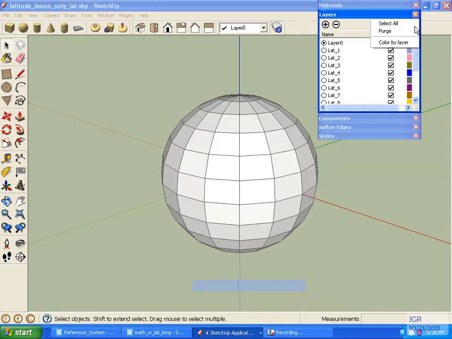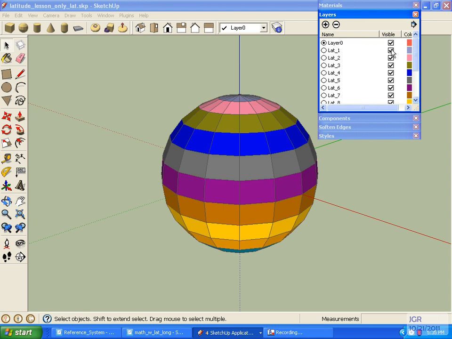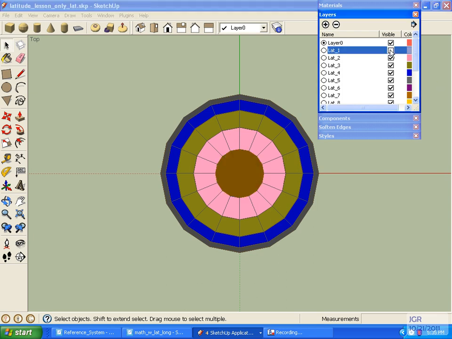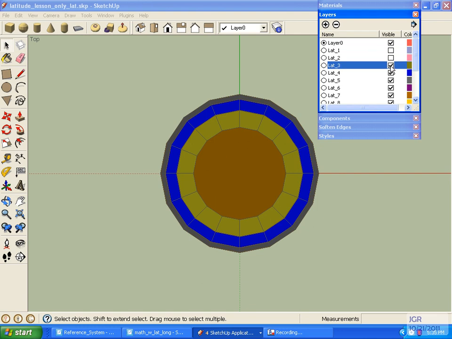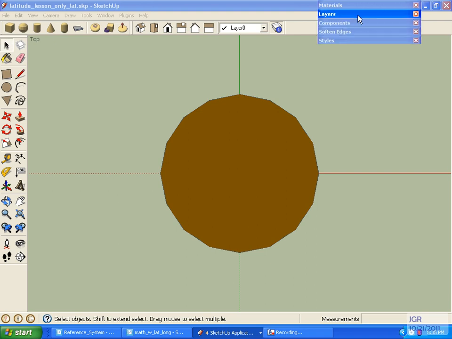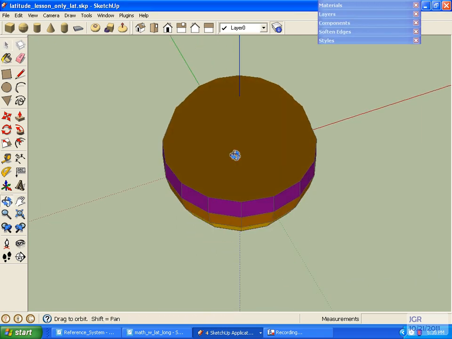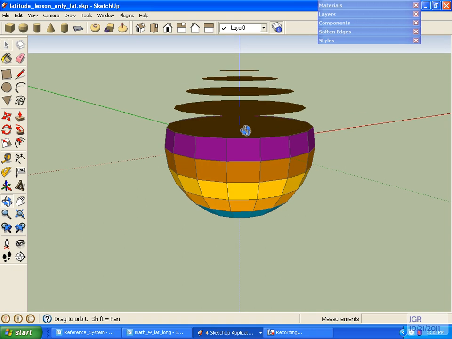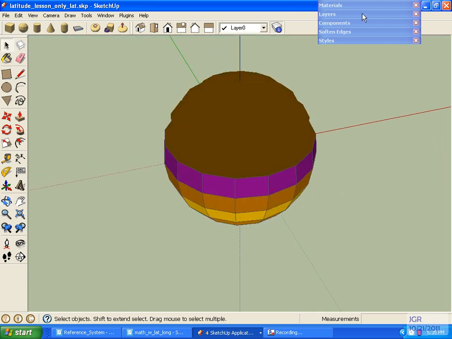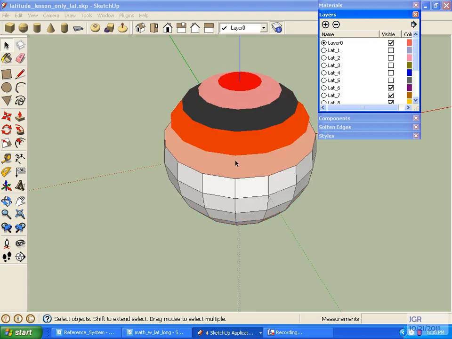Okay, so what I'm going to do is I'm going to color it by layers, and I'm going to give you a top view. Okay, so each line here is a latitude line, and I'm just going to start peeling off the latitude lines. Okay, and I just want you to look at all the things that are here. Right there. Okay, and let me take it off by layers for a moment.